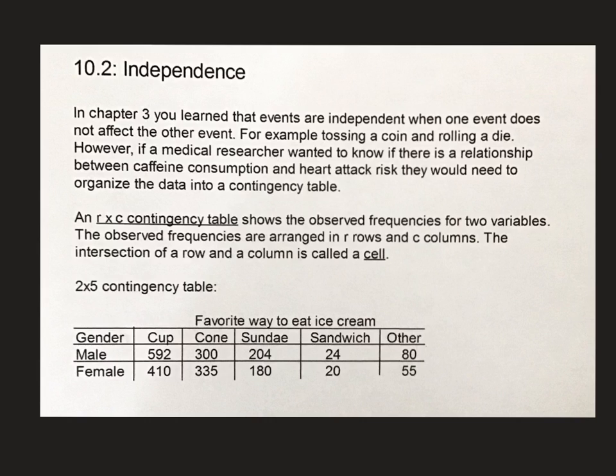So down here at the bottom, we have a 2 by 5 contingency table. We have 2 rows, male and female. We have 5 ways to eat ice cream: cup, cone, sundae, sandwich, or other, and how many people picked each one based on gender. So if we wanted to know the number of males that picked a sundae for their favorite way to eat ice cream, we would go to that cell, which would tell us 204 people surveyed were male and picked a sundae.